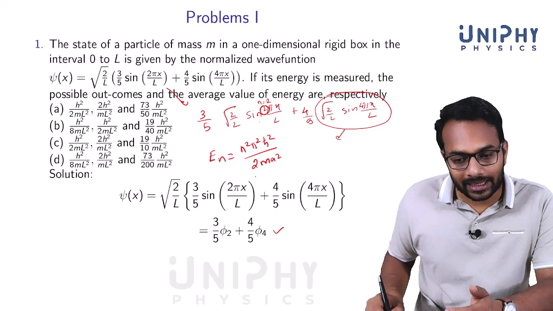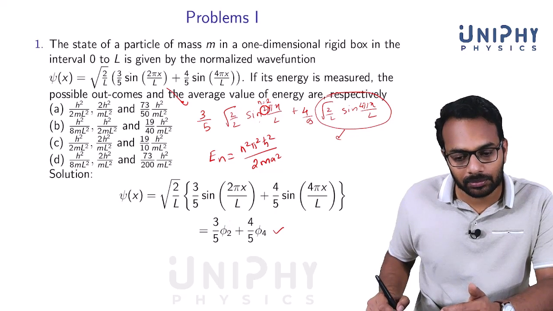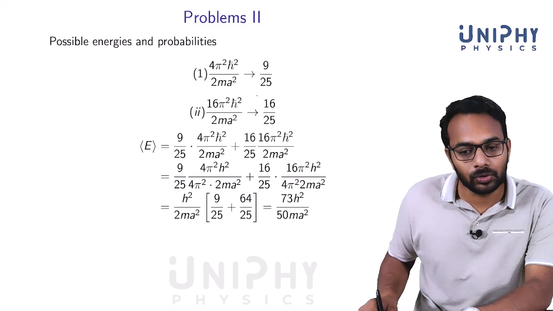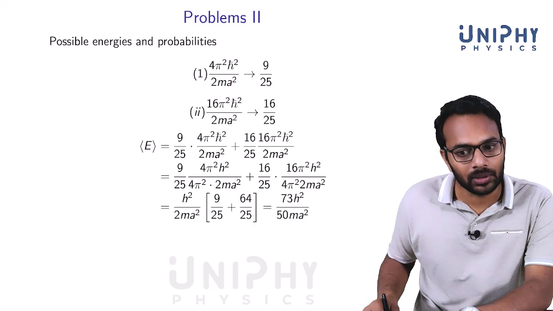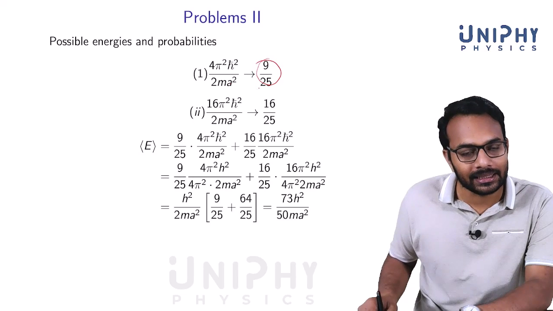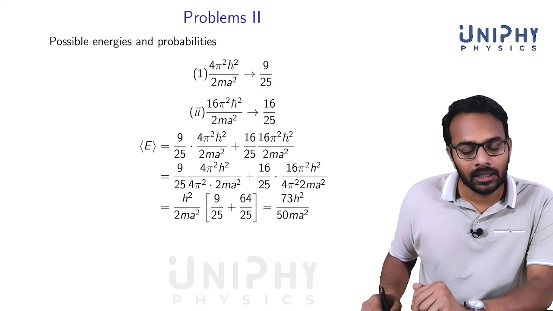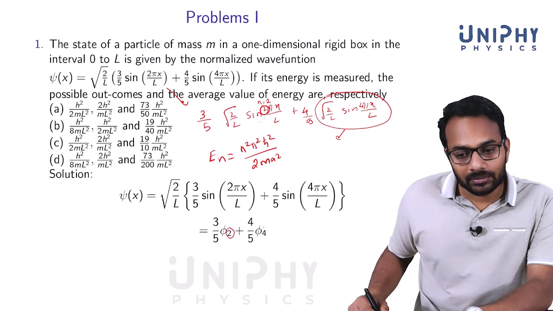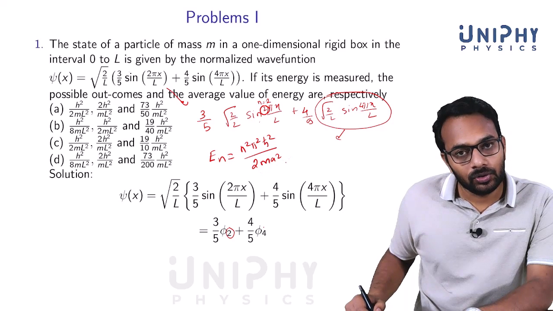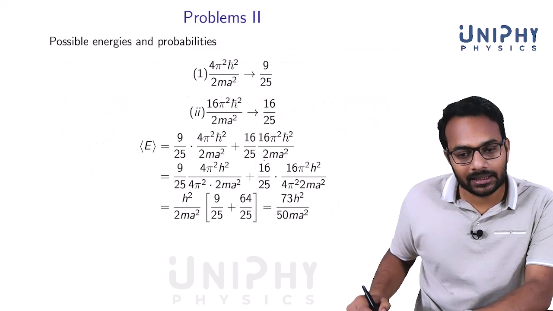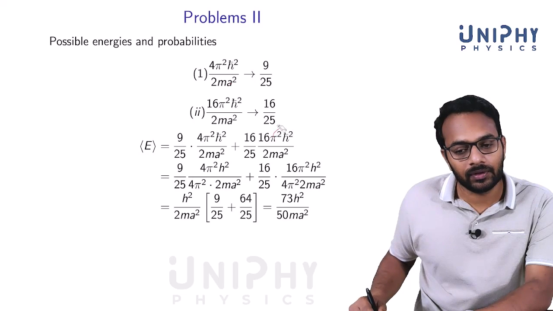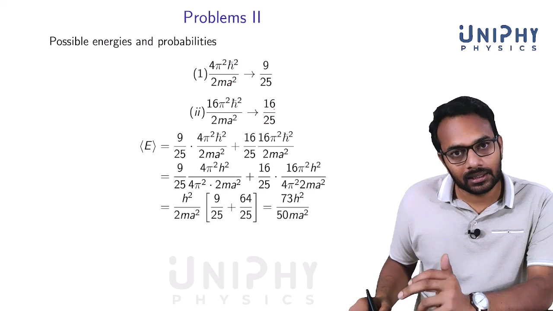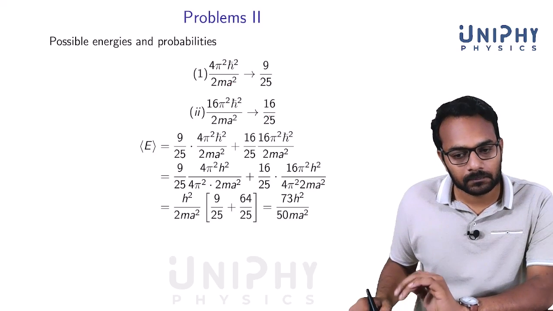Okay, so the possible energies correspond to n equal to 2 and n equal to 4. So corresponding to n equal to 2, it is 4 pi square h cross square divided by 2ma square, and the probability for measuring that energy is 9 by 25. The other possible energy value corresponds to n equal to 4, and it becomes 16 pi square h cross square divided by 2ma square, and the probability for measuring that is of course 16 divided by 25. All right, so these are the possible energy values and the probabilities for measuring these energies. I hope this is clear.